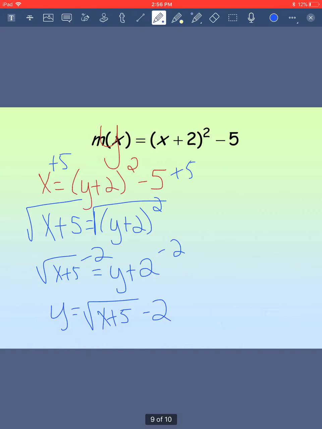And then the very last step is to put it in inverse notation. So my original is L of x, so it's going to be the inverse of L of x equals the square root of x plus 5 minus 2.